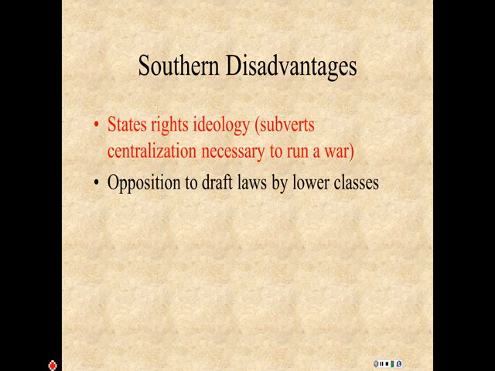Also in the South, you begin to have opposition to draft laws and to conscription by the lower classes especially. The Confederacy allowed men to hire substitutes, including their slaves. By 1863, it cost about $600 in gold to get someone to fight for you in the South. And this led to the phrase, "It was a rich man's war, but a poor man's fight."